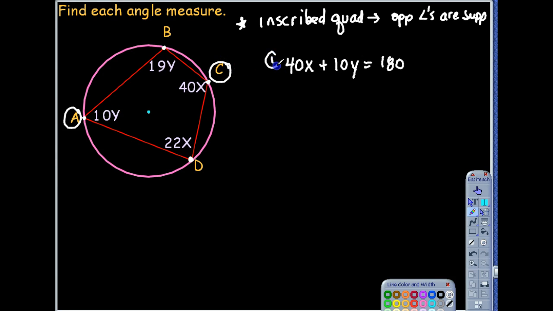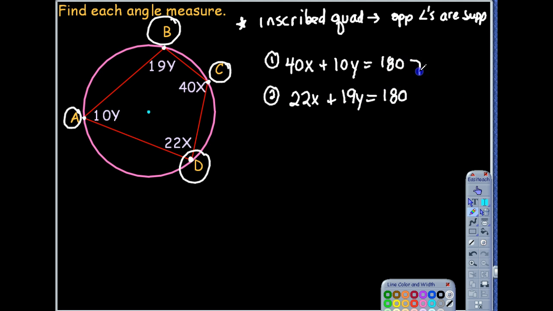Well, B and D are also going to be supplementary. These two, we still need to use that idea, the opposite angles. There's another pair, so we can add those. Here's my second equation: 22x plus 19y is equal to 180. All right, so here's the deal. Now we're solving a system. This is all back to Algebra 1.